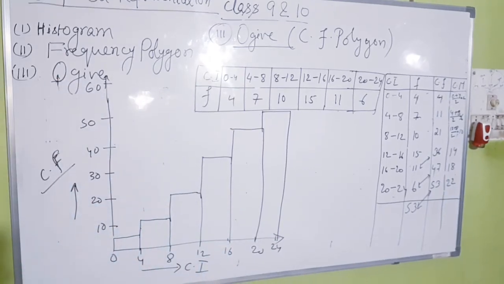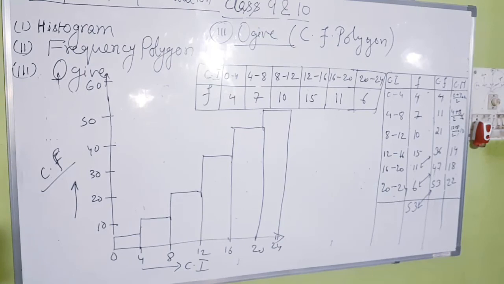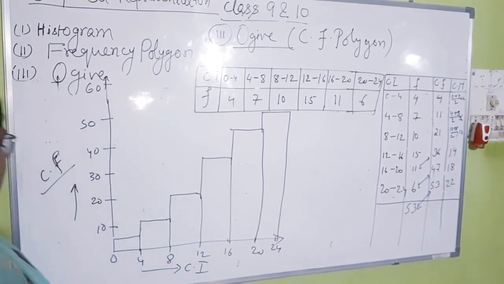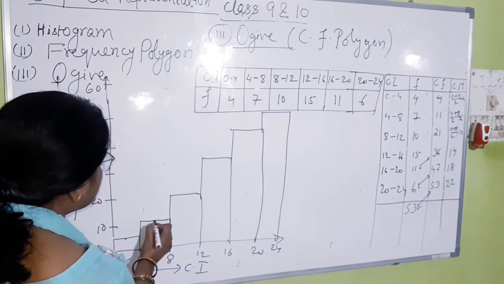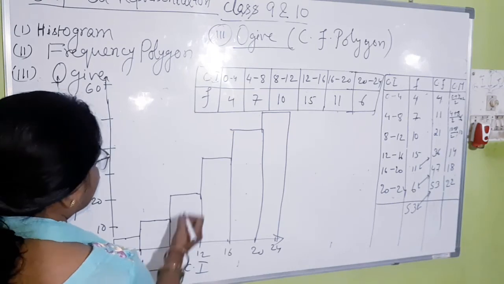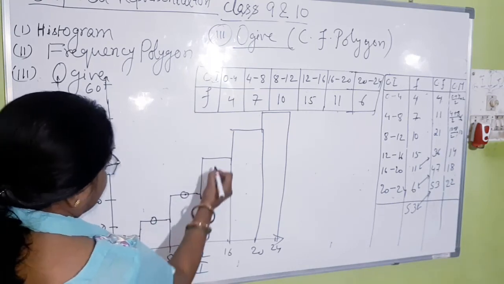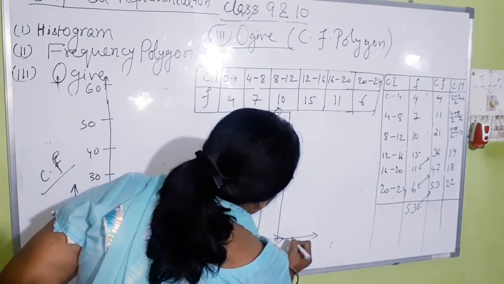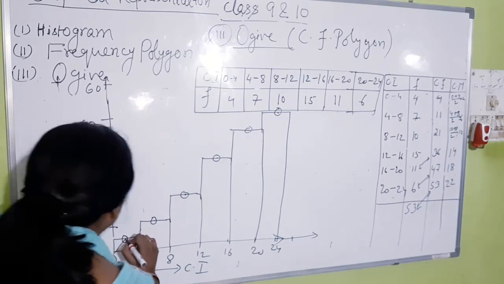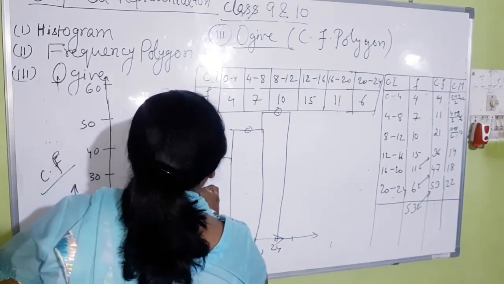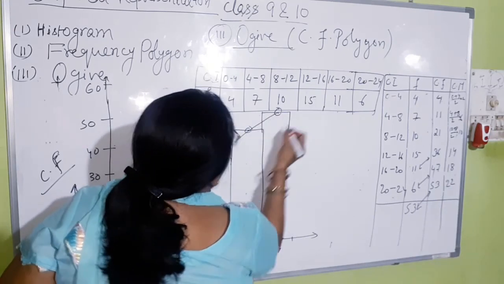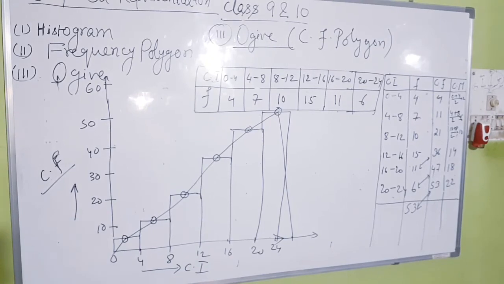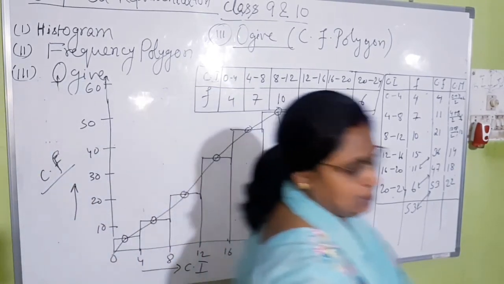Now all class intervals and cumulative frequencies are drawn. Then we will put the class marks: 2, 6, 10, exactly in the middle. Same as previous, we have to take their middle and circle it. The gaps are the same. Now join all the points with your free hand. Don't use a scale. Join all the points with your free hand, and the last point goes down at the same interval. This one is the ogive, that means the cumulative frequency polygon.